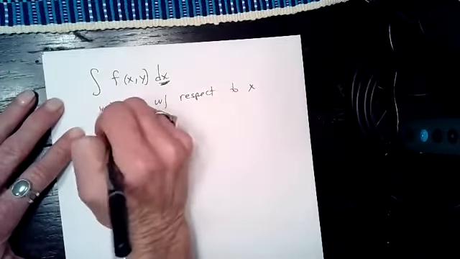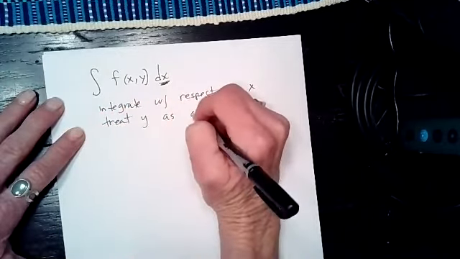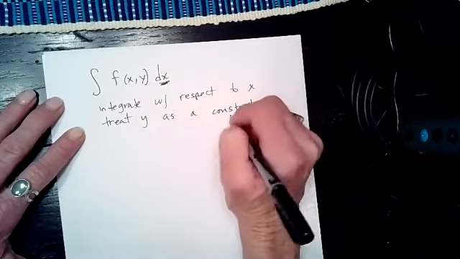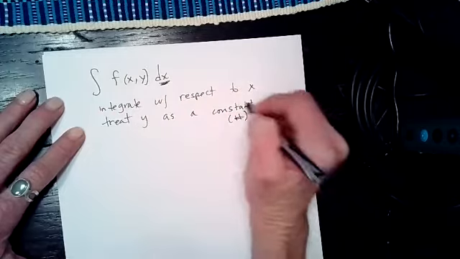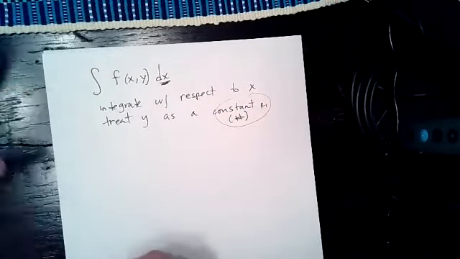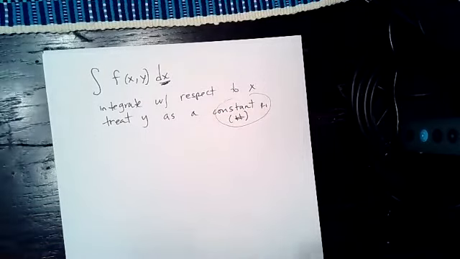Okay, and that I have to treat y as a constant, or y as a number, okay? And so sometimes with y, we'll use rule 1. Okay, let me just show you what I'm talking about before we start the double integrals.